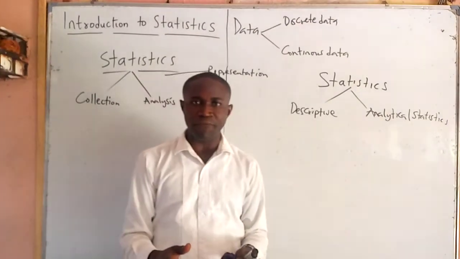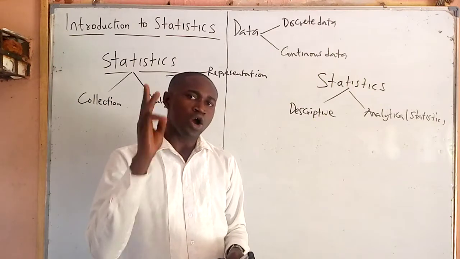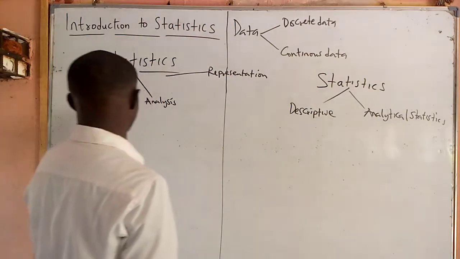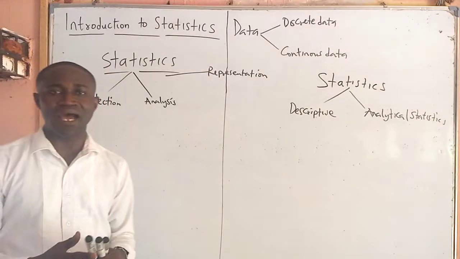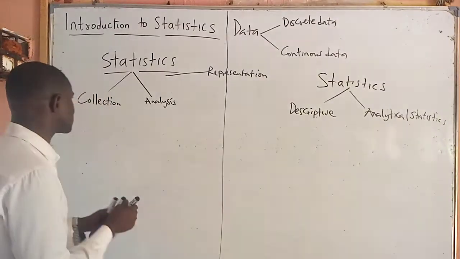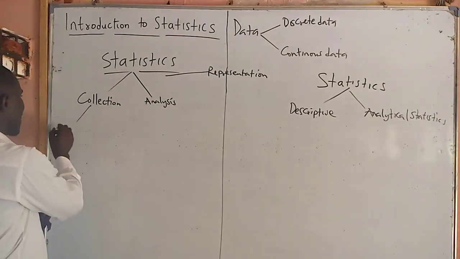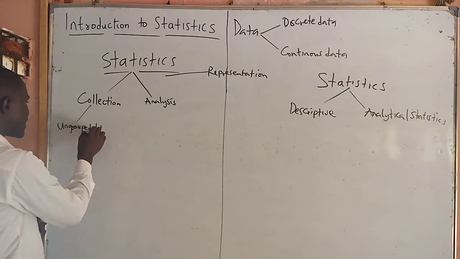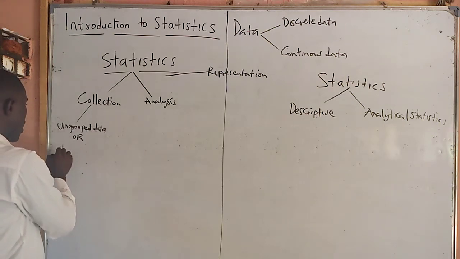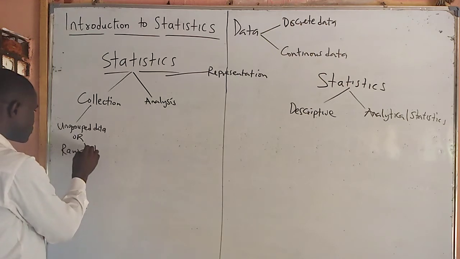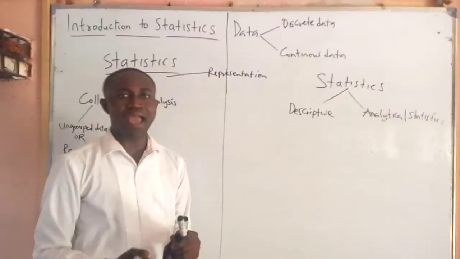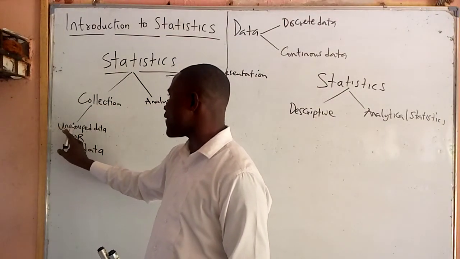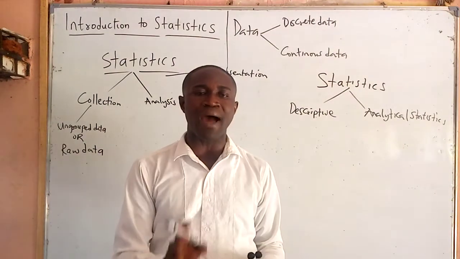And as we said earlier, statistics deals with collection, analysis, and representation of data. What do we mean by collection? In collection of data, it can be in two ways. One of the ways is that you can collect this as ungrouped data. This ungrouped data can be called raw data. What do we mean by raw data?